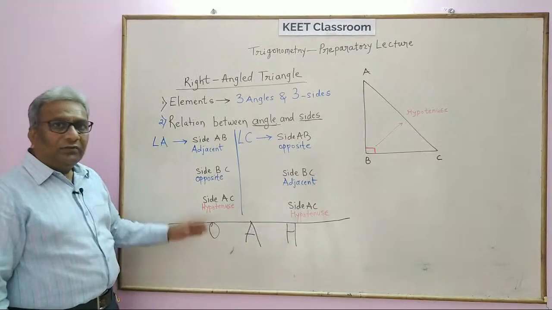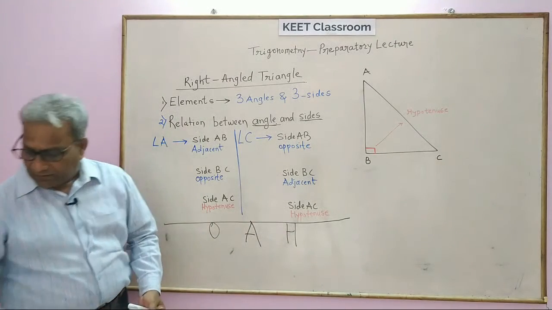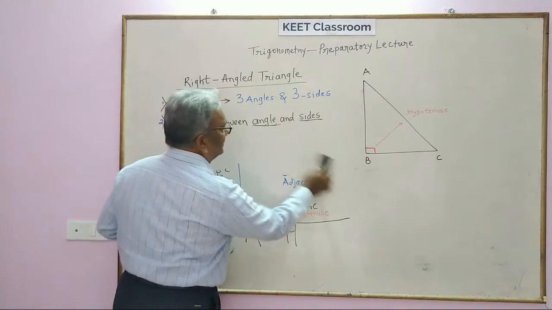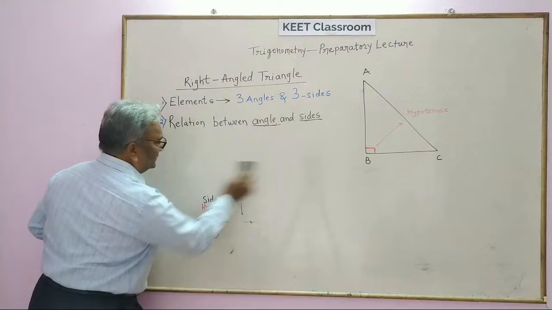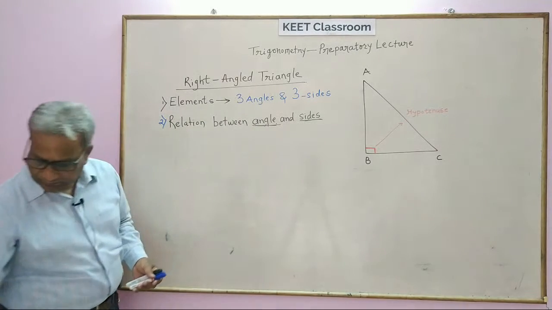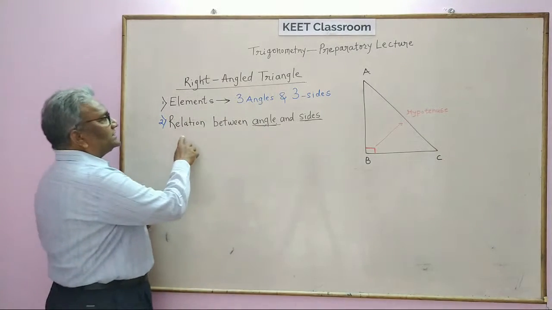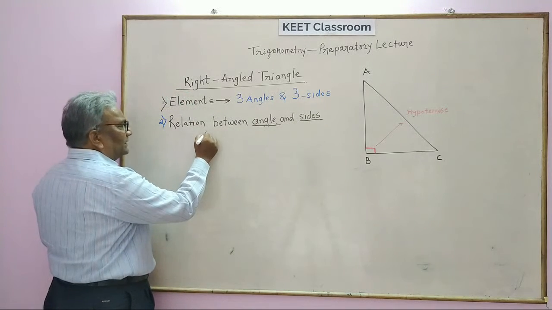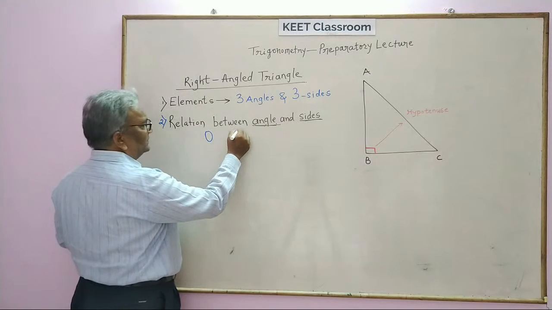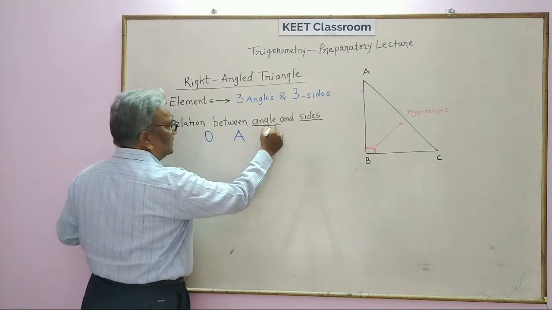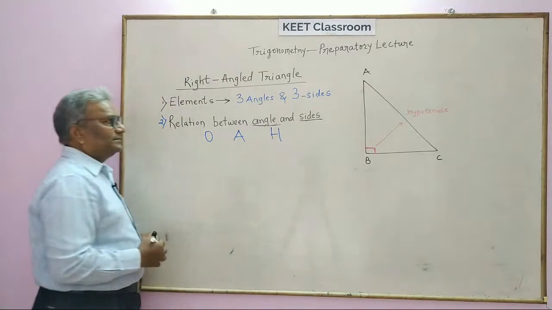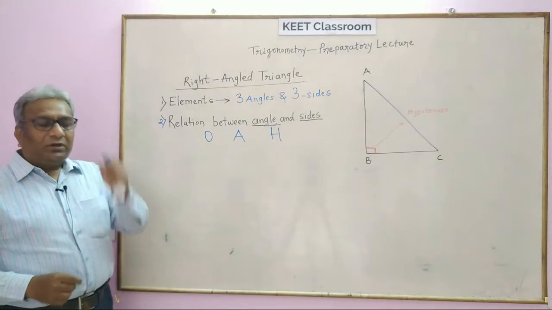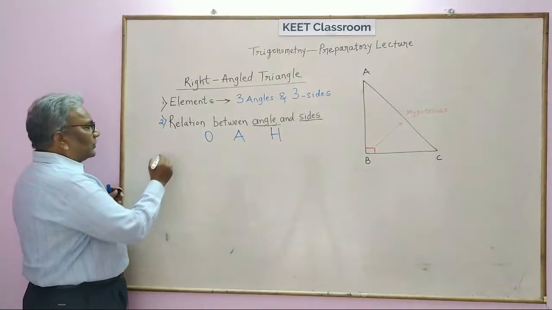Now from here we will go to the next part. So as far as relation is concerned, what types of relations do we get? The relations between angle and side are either opposite, adjacent or hypotenuse. Now we will have one of the important understandings, that is the third point.